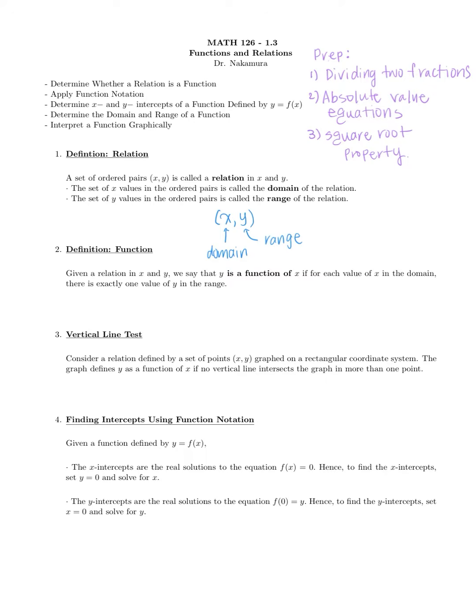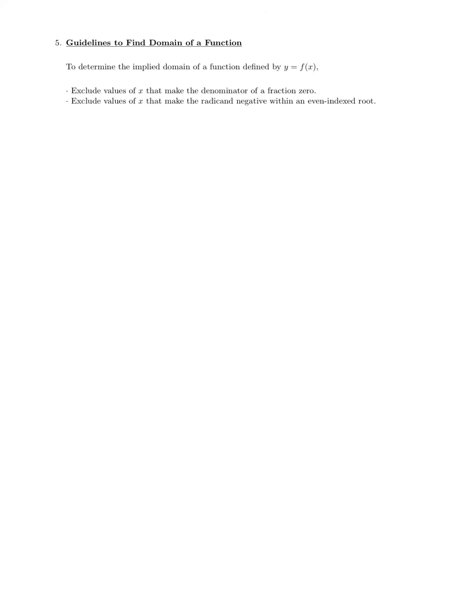Before we go over an example, let's just read through what we're going to be learning. So we just read the definition of a relation and function, and then after we're comfortable with that, we're going to be talking about this thing called the vertical line test, and then also finding the intercept using the function notation. And the last thing we're going to be learning is the guidelines to find the domain of a function, which means that you're asked to find the domain of a given function. All right, let's get started on example number 1.